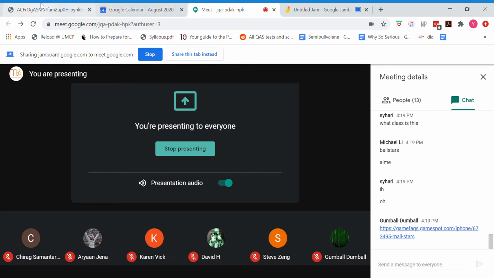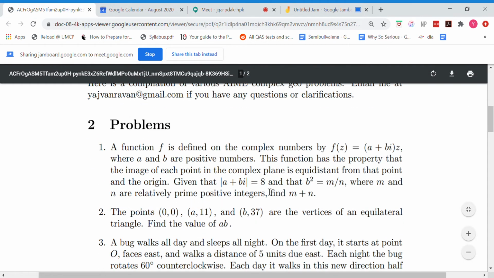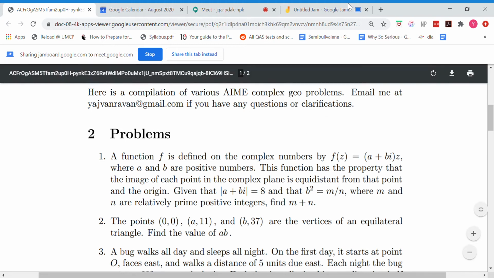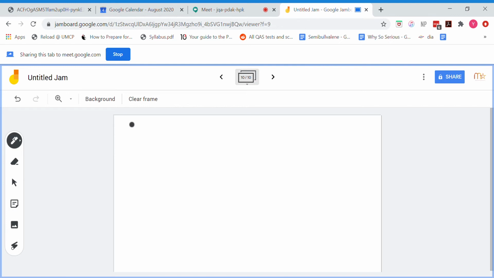Okay. Alright, so let's move to problem 2. This looks like a simple geometry problem to start. The points (0, 0), (a, 11), and (b, 37) are the vertices of an equilateral triangle. So if we were to try using simple geometry, we have (0, 0), (a, 11), and say (b, 37), and this we're told is an equilateral triangle.